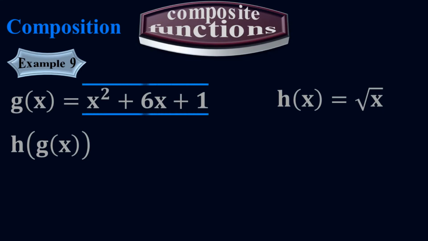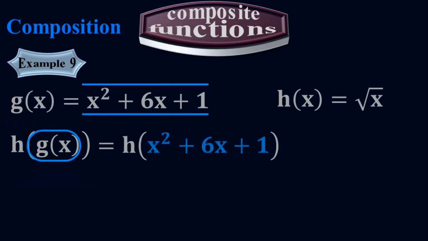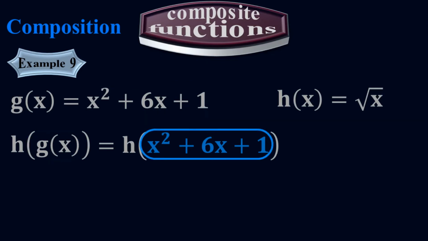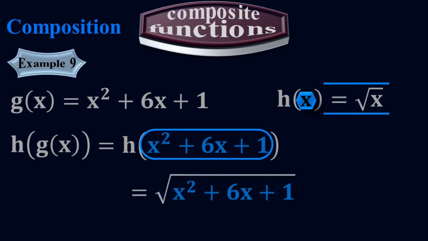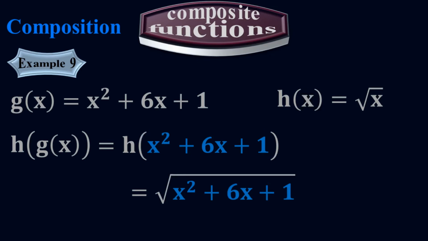By putting this expression for g of x, I will have h of x squared plus 6x plus 1, which means that I'm going to put x equals x squared plus 6x plus 1 for the x in h of x. Just substitute x equals x squared plus 6x plus 1, which equals the square root of x squared plus 6x plus 1. This is my final answer after composing h of x with g of x. I composed h with g, not g with h.